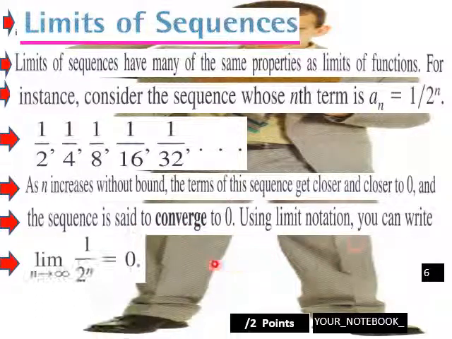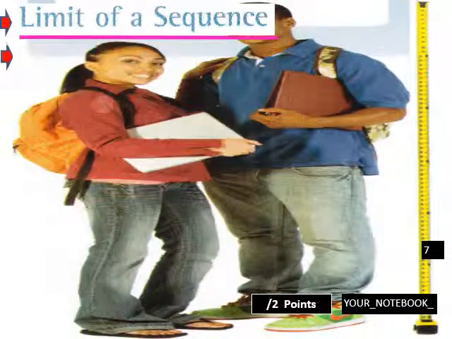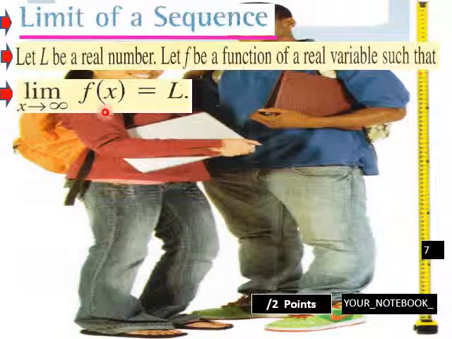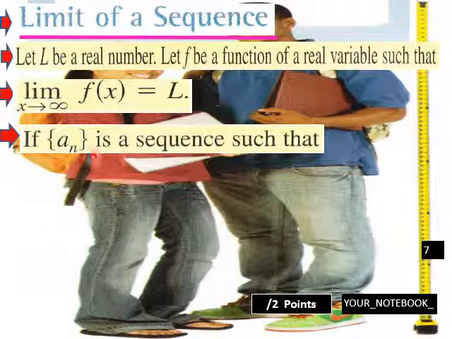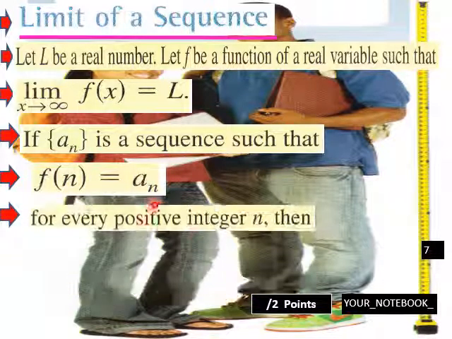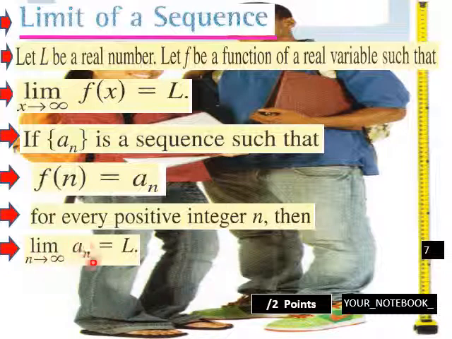Using limit notation, you can write the limit as n goes to infinity of 1 over 2 to the nth power equals 0. The following relationship shows how limits of functions of x can be used to evaluate the limit of a sequence. Limit of a sequence. Let L be a real number. Let f be a function of a real variable such that the limit as x goes to infinity of f of x equals L. If a sub n is a sequence such that f of n equals a sub n for every positive integer n, then the limit as n goes to infinity of a sub n equals L.